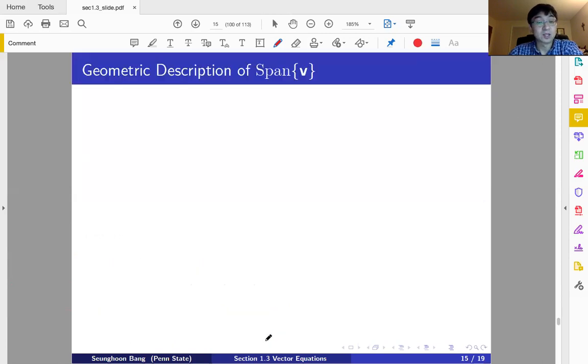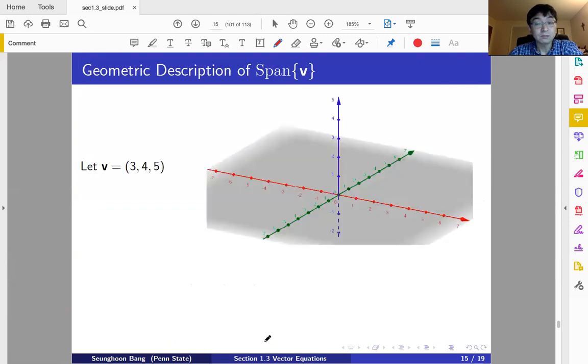The next tip. What's a geometric description of a span of one vector v? So like this, you can plot 3, 4, 5 first. What's 3, 4, 5? Here you can write this one is x1, this is x2, this is x3. The x1 is 3 here, x2 is 4 here, x3 is 5 here.